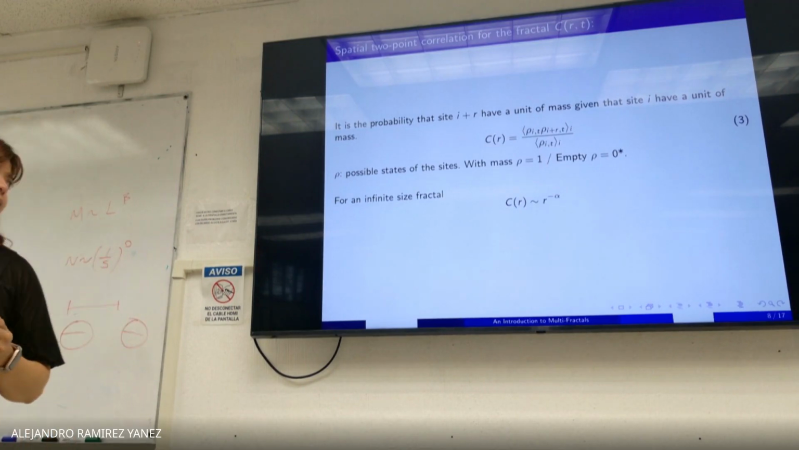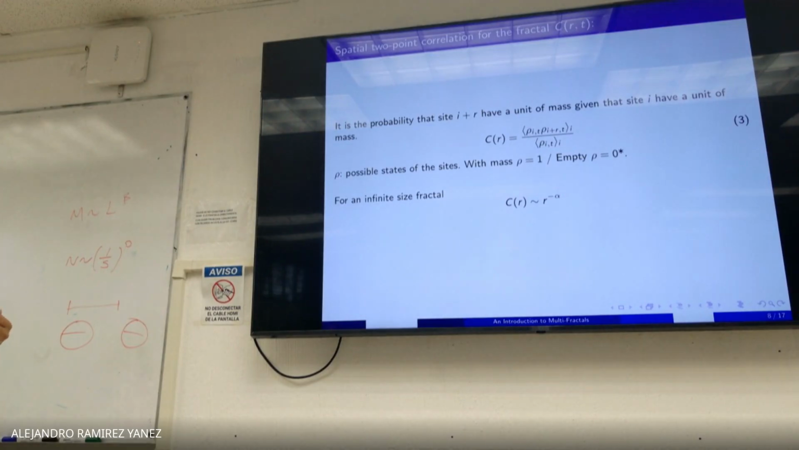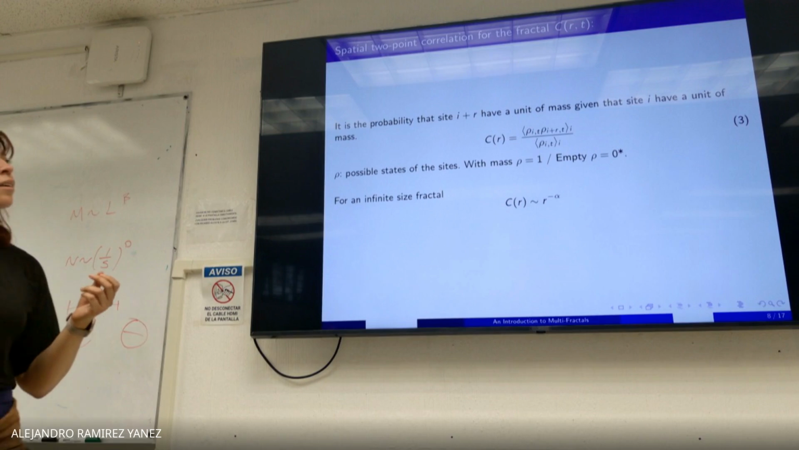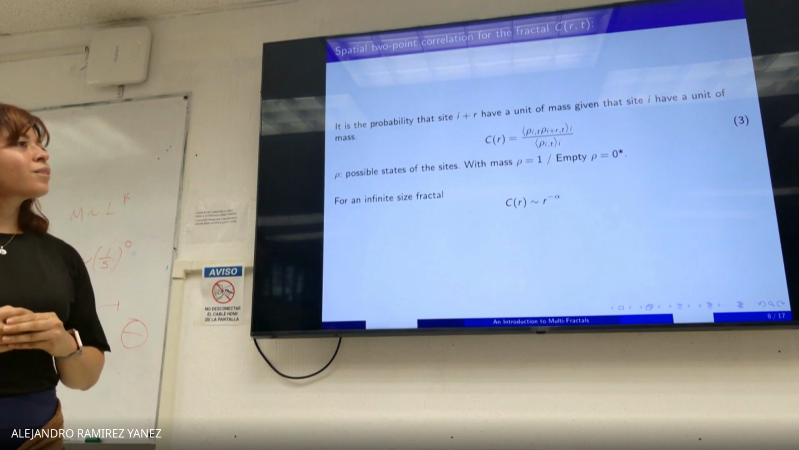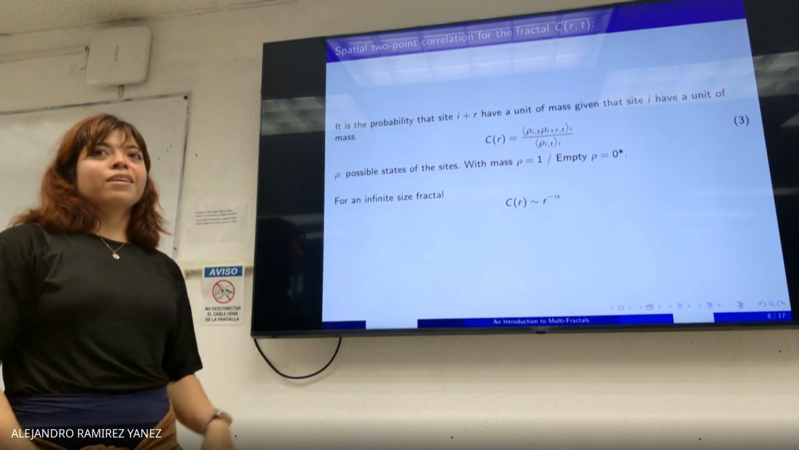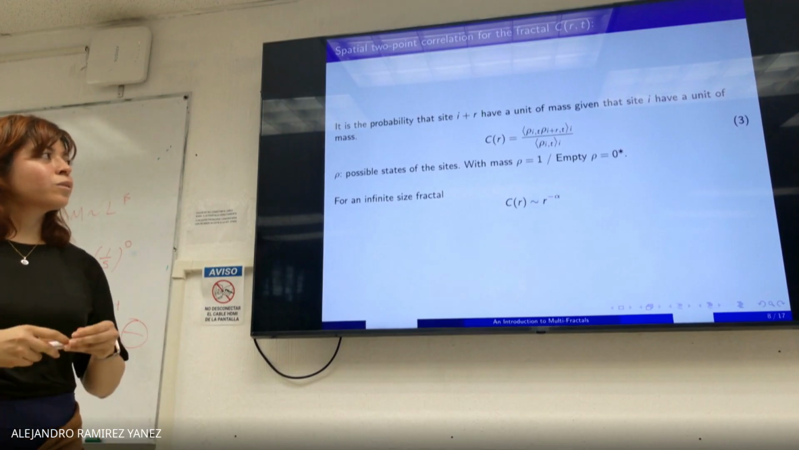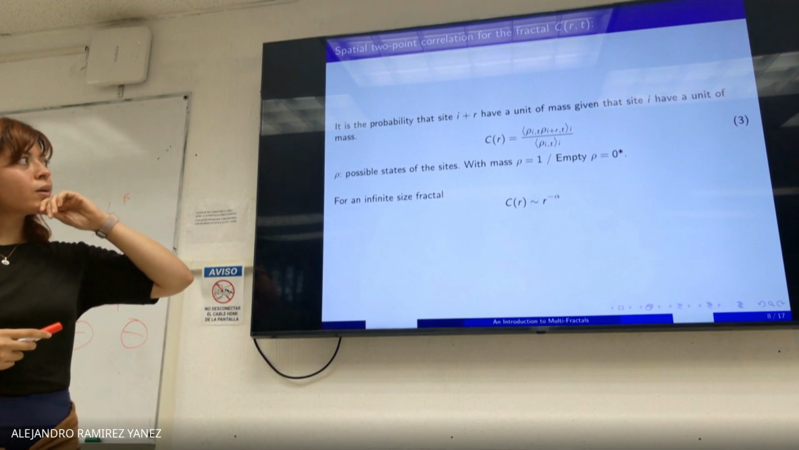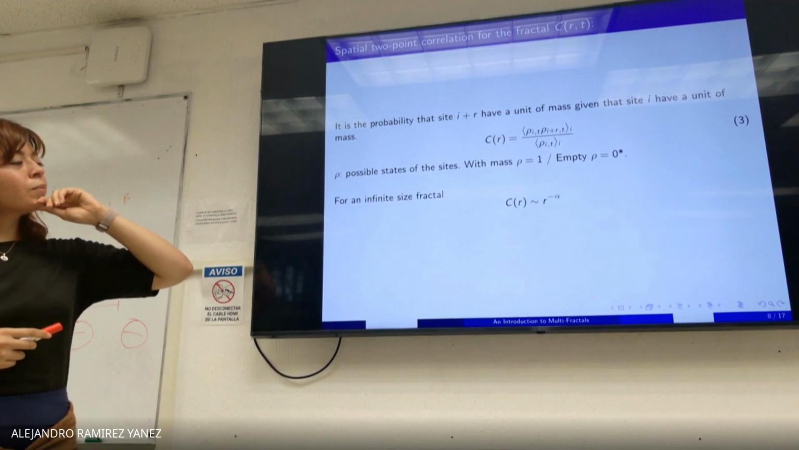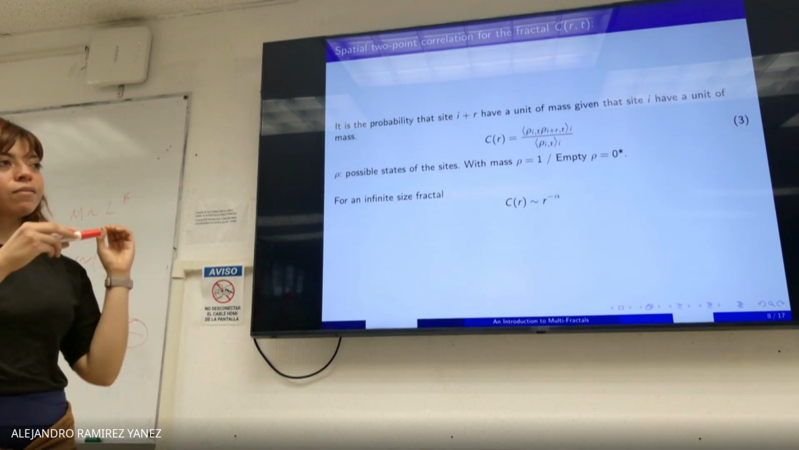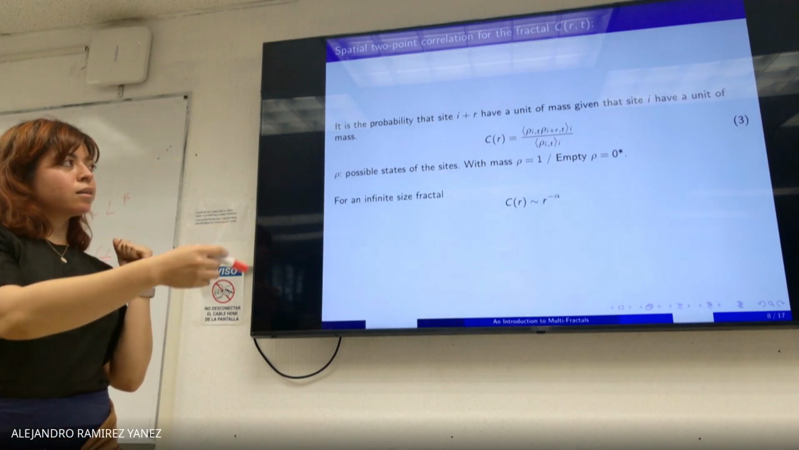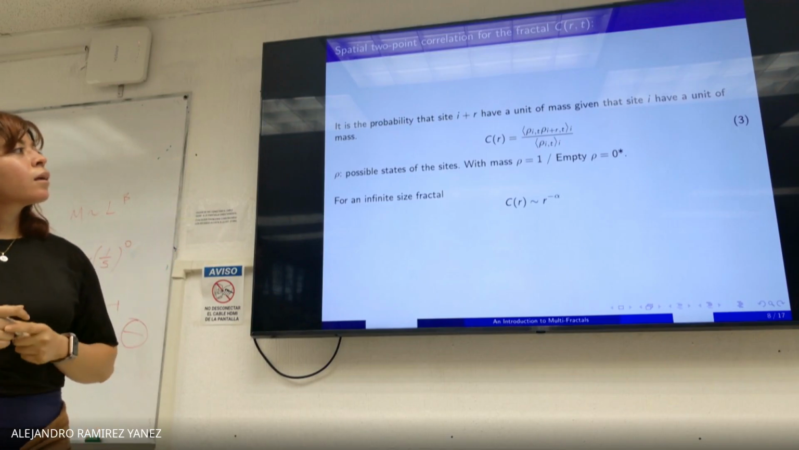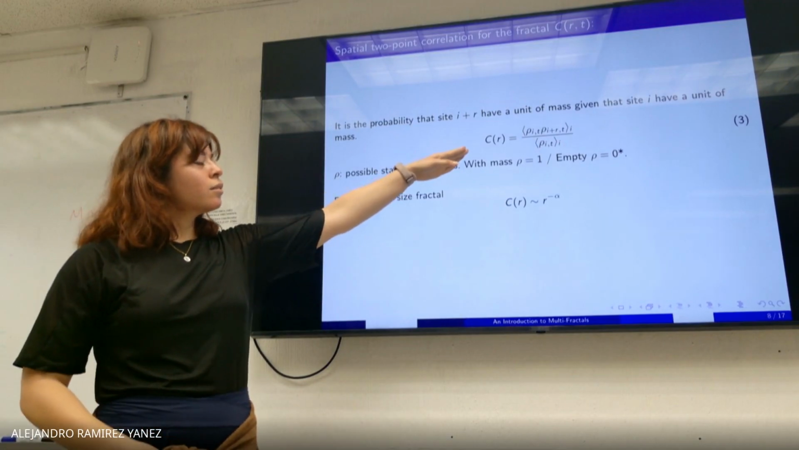Well, when you have mass points forming a fractal, or discrete things forming a fractal, you take another path and you can do measurements like the 2-point correlation function. And this is the probability that a site will have a unit mass, given that at a certain distance r there is another mass.